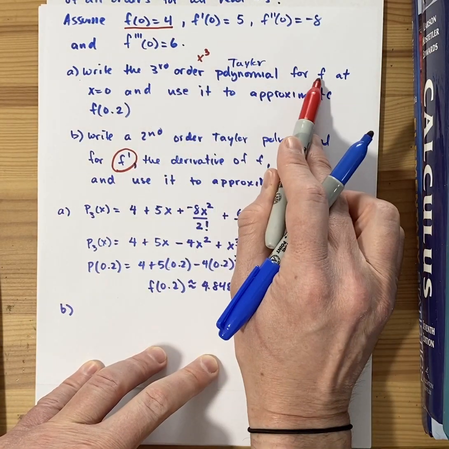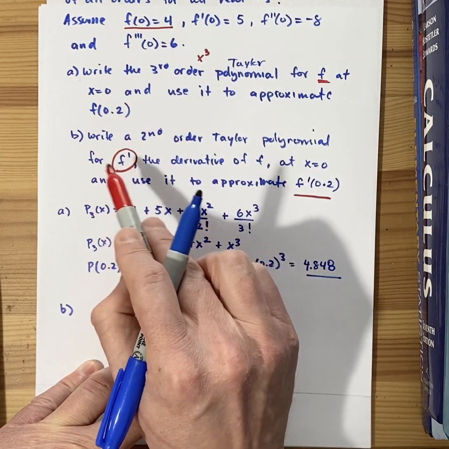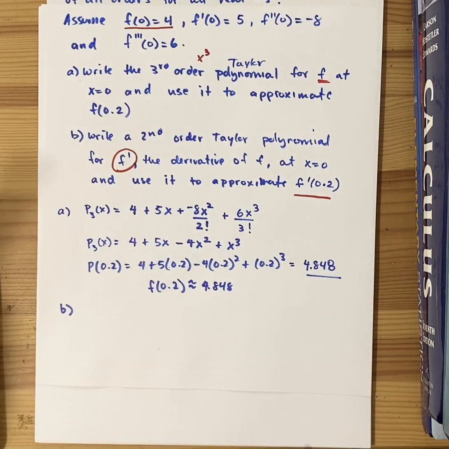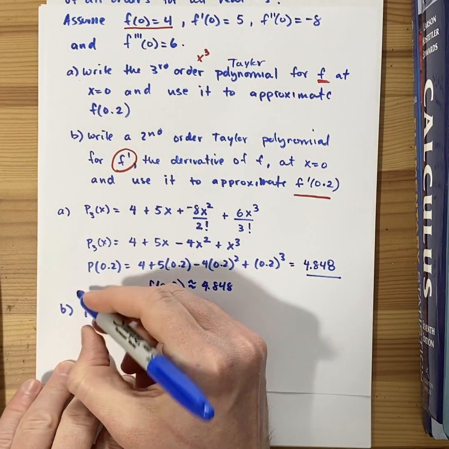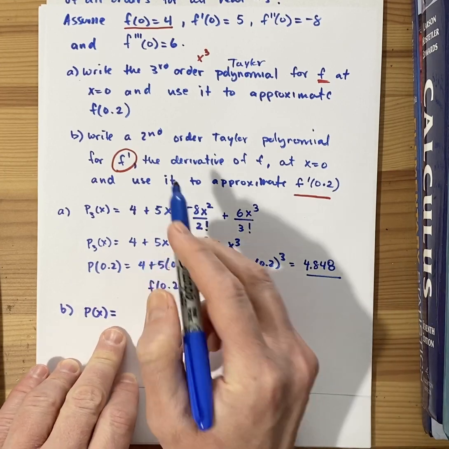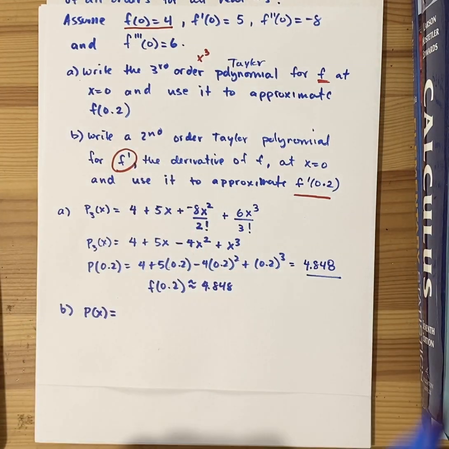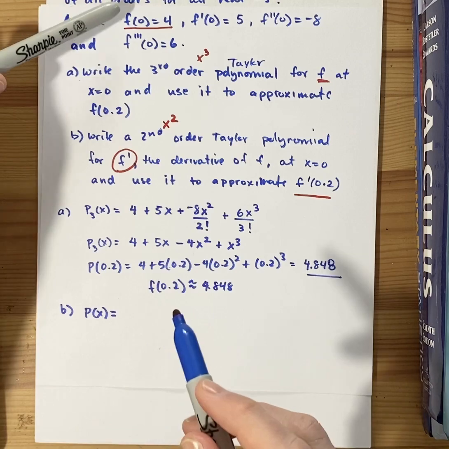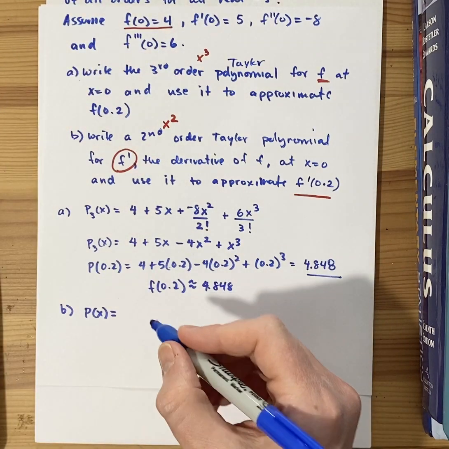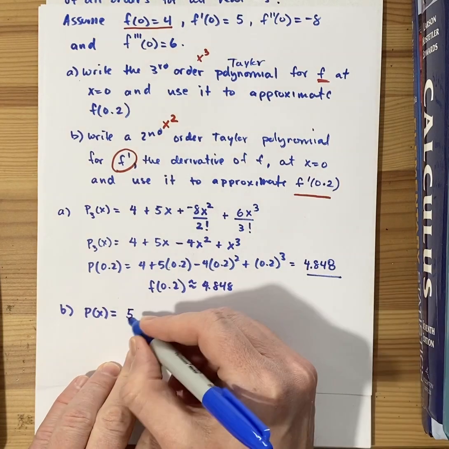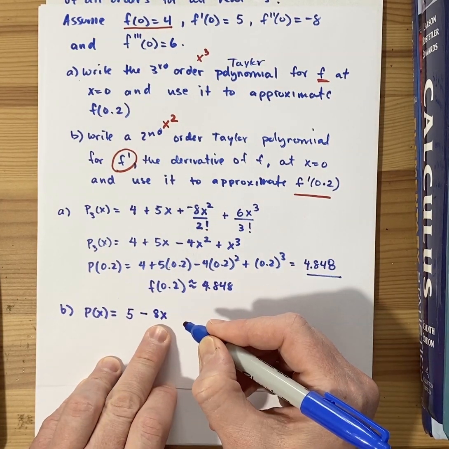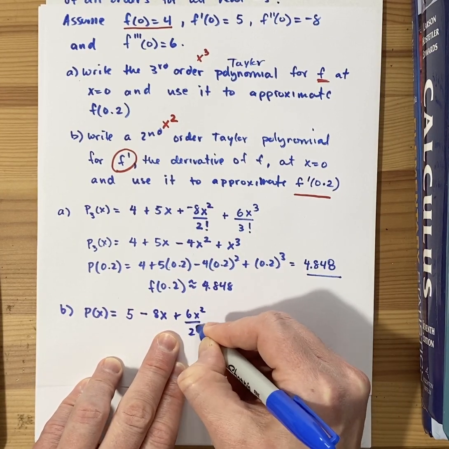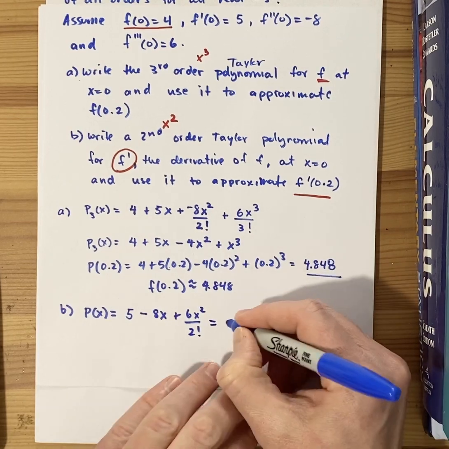So just like here, I always started with f. Now that I'm doing a Taylor polynomial for the derivative, I'm starting at f prime. Still the same idea. So we're doing a polynomial for f prime, and in this case, second order, so I want it to end with an x squared. You don't need f of 0 anymore. You need f prime of 0, and that's going to be 5. Then minus the 8x divided by 1 factorial, which is just 1, and then plus 6x squared divided by 2 factorial.